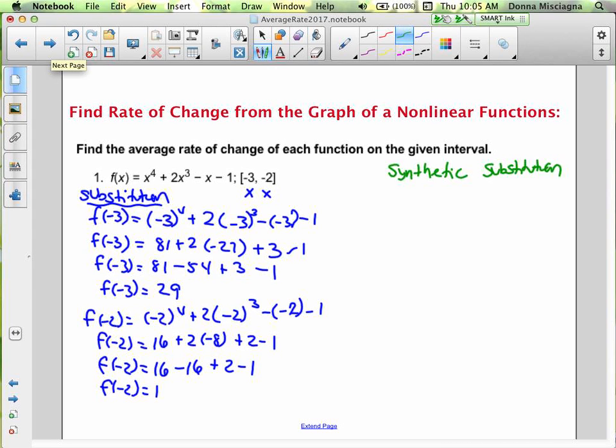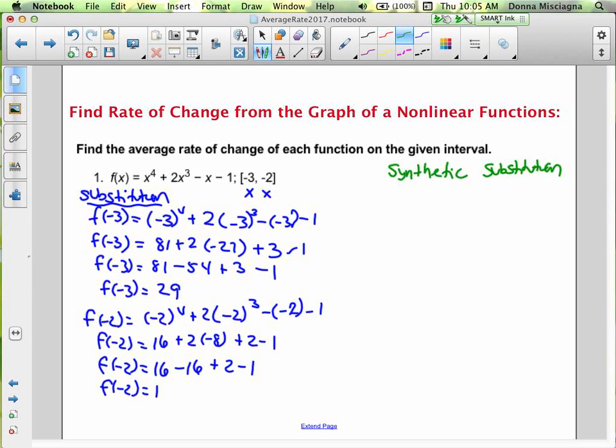All right, so synthetic substitution is just like synthetic division. You do the exact same steps. The only difference is you're not looking for it to be a 0 at the end. You're not looking to see if it's an x-intercept. You're just getting the value of the function, whatever it is. Your remainder is the same as the value of the function. So it's a nice shortcut.